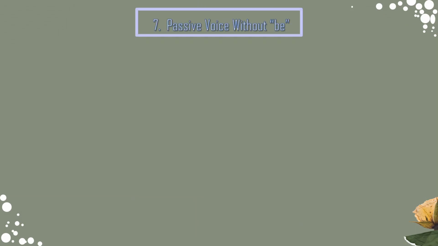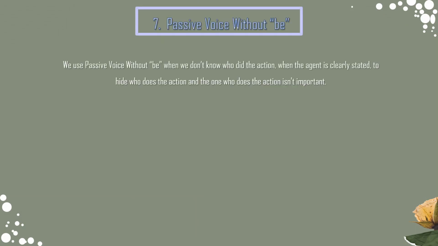Next, passive voice without be. We use passive voice without be when we don't know who did the action, when the agent is clearly stated, to hide who does the action, and when the one who does the action isn't important. And this is the example, active voice: Jack makes cheese in the shop, and we change into the passive voice: cheese is made in the shop. We can see here, in the passive voice, we don't know who did the action. Okay, do you get it? I hope so, yeah.